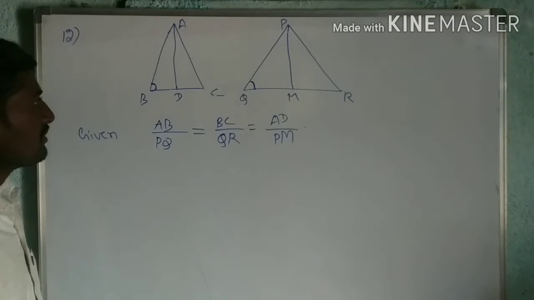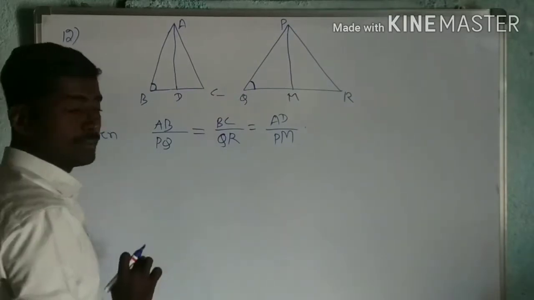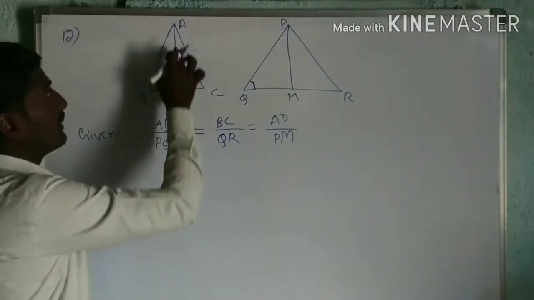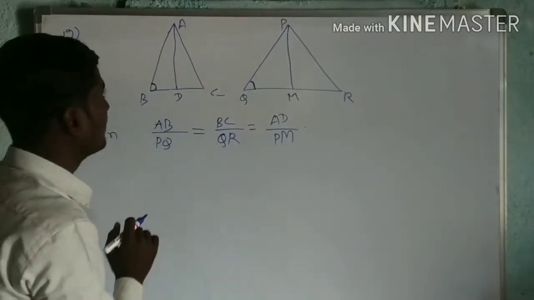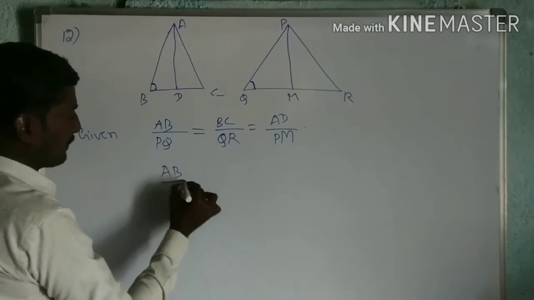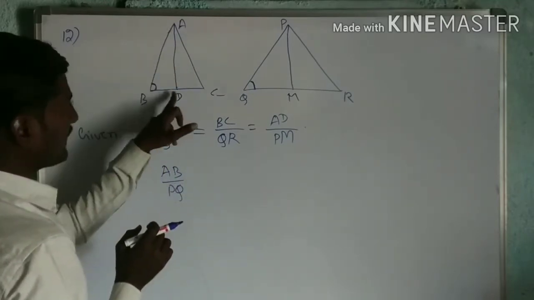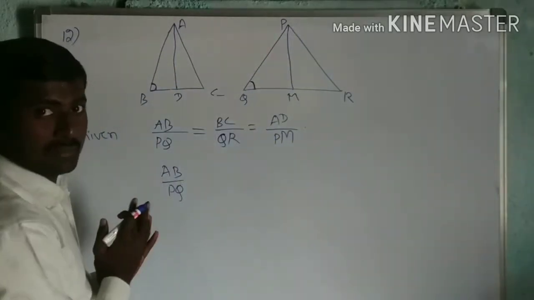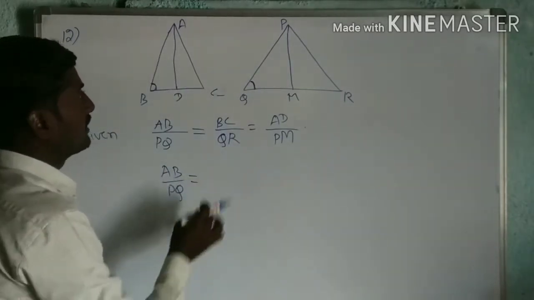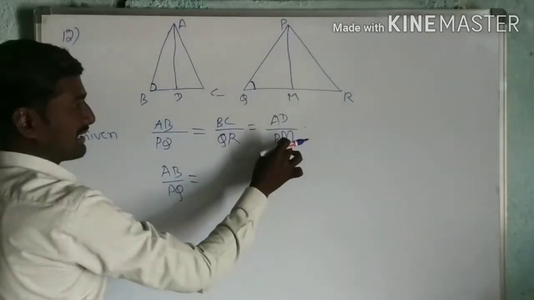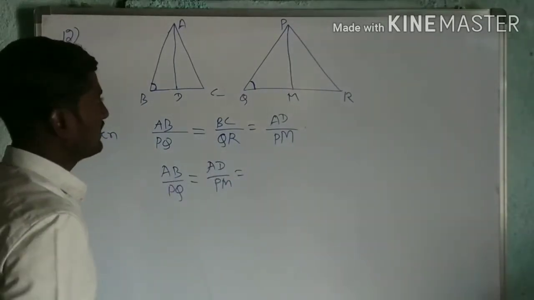For that reason, to prove angle B is equal to angle Q, I prove ABD similar to PQM by using this condition only. How? First I'll take AB divided by PQ as it is. First, what am I going to prove? ABD similar to PQM. So AB by PQ is equal to, next, AD divided by PM. I'll take this condition. So first keep that. Then BC is there.